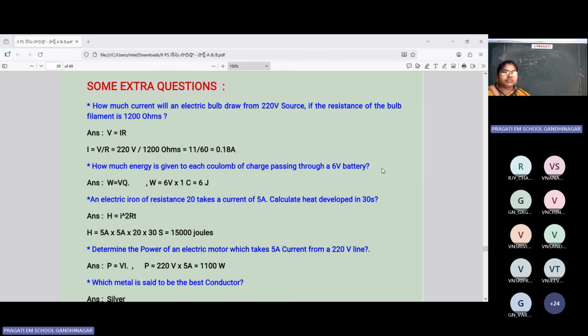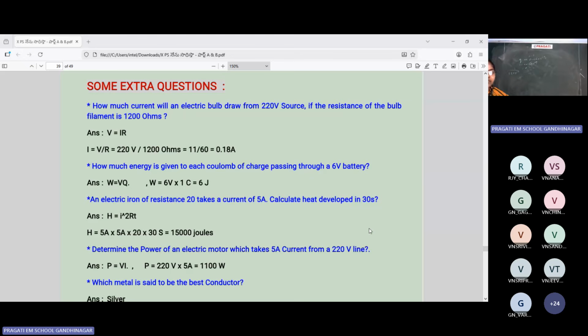Still some more questions left in electricity. How much current will an electric bulb draw from 220 volt source if the resistance of the bulb filament is 1200 ohms? This is from Ohm's law. V is equal to IR, I is equal to V by R. So 220 by 1200. Have to do the calculation. As the time is not sufficient here to do the calculation, children, you can do it.